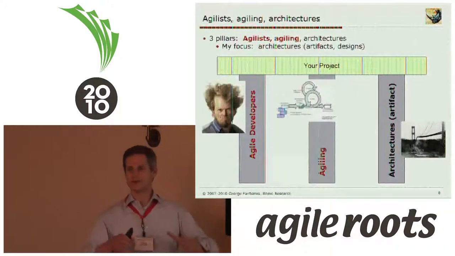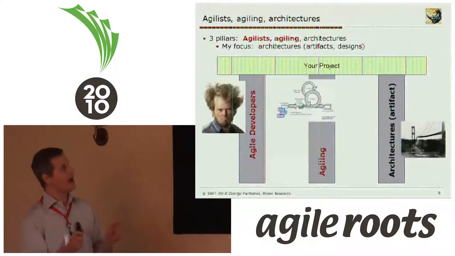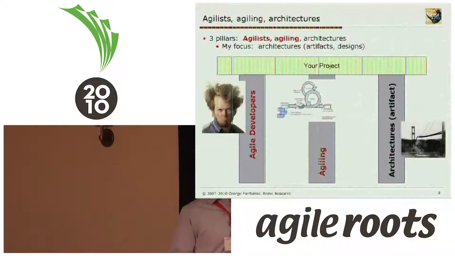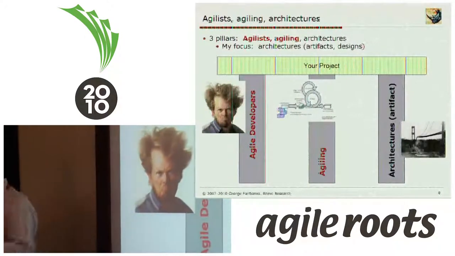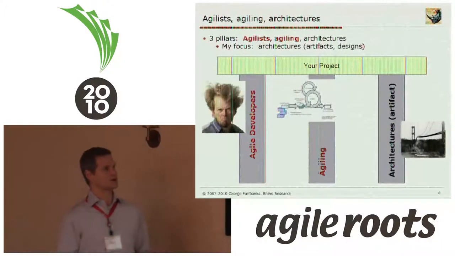My belief here is we can switch this around a little bit. Instead of architects architecting architectures, we could have agilists agiling architectures. So there's no reason we can't have the agile software development roles, the agile processes, and we are still talking about the same technical features of the code. So I would say that architecture needs agile.